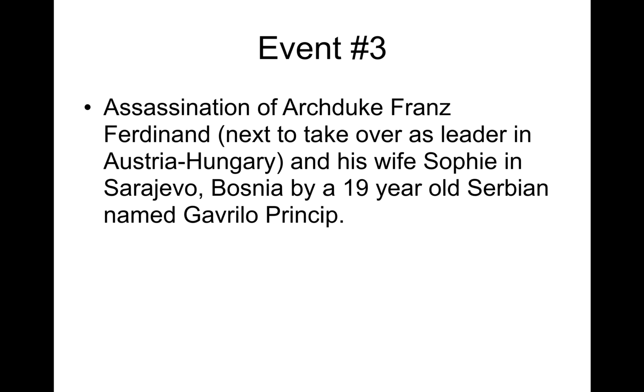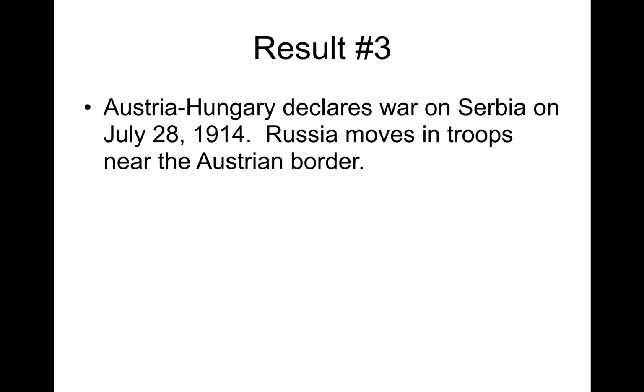Okay? This was an important event, guys, because the person that assassinated the next in line to take over Austria-Hungary is from Serbia. He actually was a part of a Serbian nationalist group. And they are going to pin that on Serbia. As a result of this, Austria-Hungary declares war on Serbia on July 28, 1914. Russia moves in troops near the Austrian border. Now, you need to write this information in the last box on the right-hand side for the results of the events. This is result number 3.